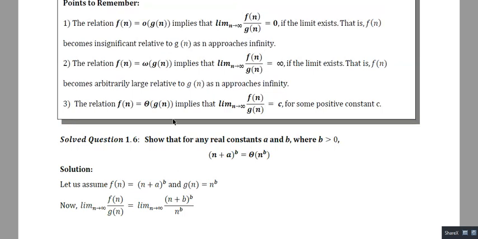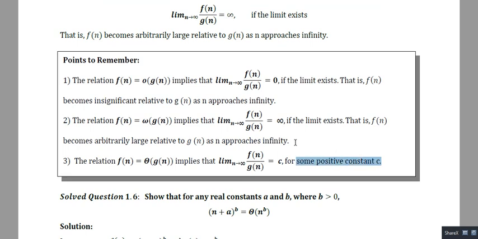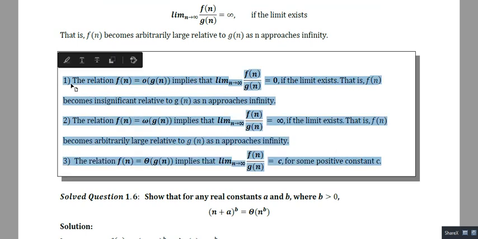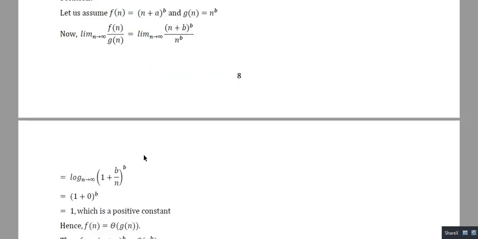You should check this point: f(n) equals theta of g(n) means the limit of f(n) by g(n) is equal to c as n tends to infinity. So I think these three formulas are very useful and handy to prove whether a function f(n) is little o of g(n), little omega of g(n), or theta of g(n).